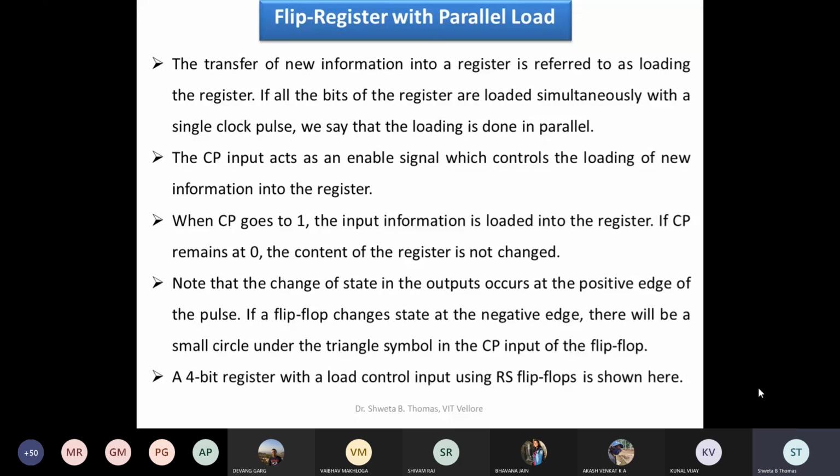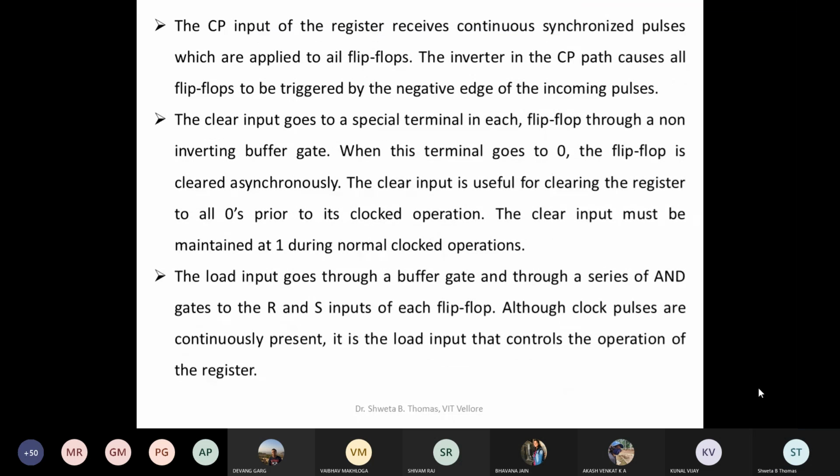A 4-bit register with parallel load using RS flip-flops is given here. So here also some important points are mentioned. The CP input of the register receives continuously synchronized pulses which are applied to all flip-flops. The inverter in the CP path causes all flip-flops to be triggered by the negative edge of the incoming pulses. I told you, the clear input goes to a special terminal in each flip-flop through a non-inverting buffer gate, because the double circle is there. When this terminal goes to 0, the flip-flop is cleared asynchronously.